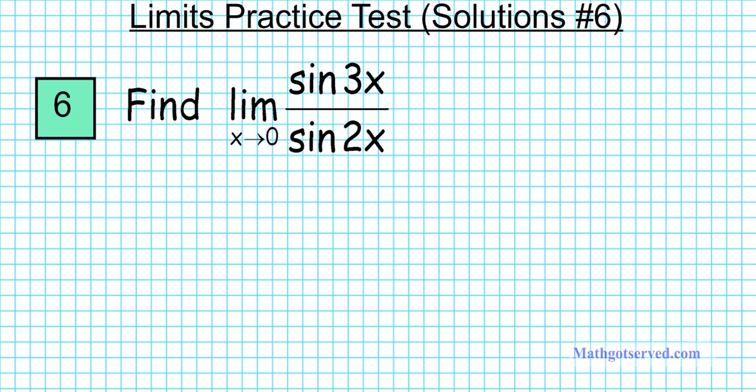All right, let's take a look at question number 6. So in question 6, we're going to find the limit as x approaches 0 of sine 3x over sine 2x.